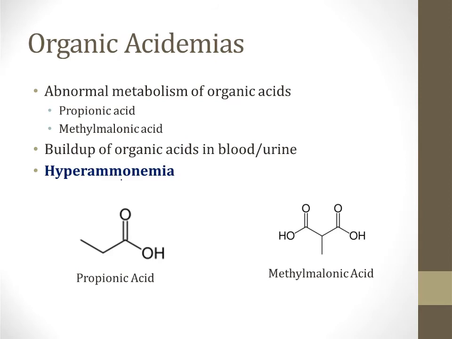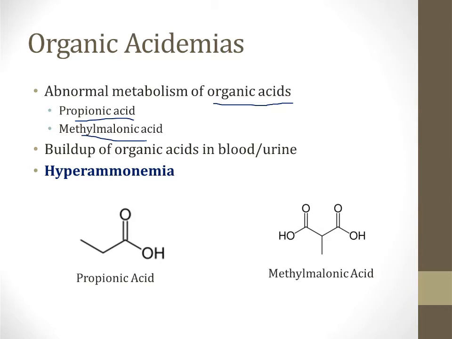Now let's talk about the organic acidemias. These are disorders in which there is abnormal metabolism of some organic acid. There are a number of these disorders, but the two that you should be familiar with for Step 1 are the organic acidemias that involve propionic acid and methylmalonic acid. We'll talk about both of these in a minute.